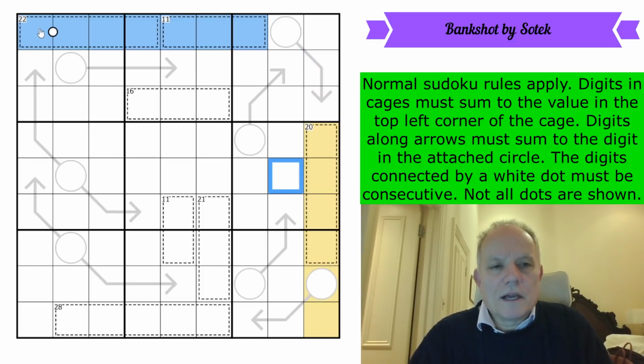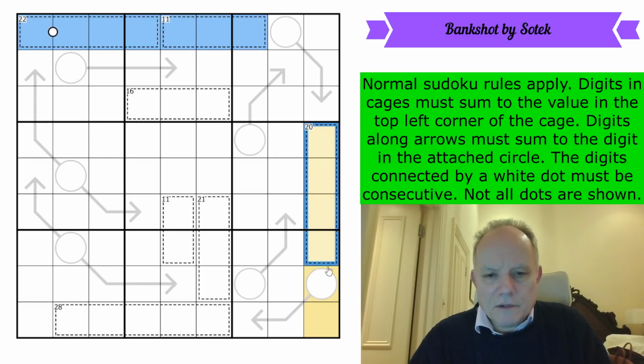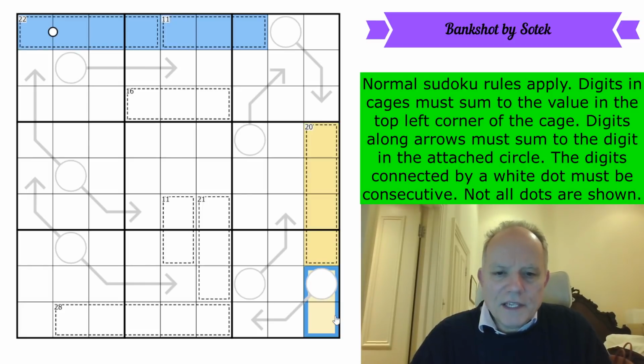So now we know that the blue cells add up to the same as the yellow cells, and the blue cells add up to 33. The yellow cells therefore add up to 33. If we take off the 20 in those 4, these two add up to 13.